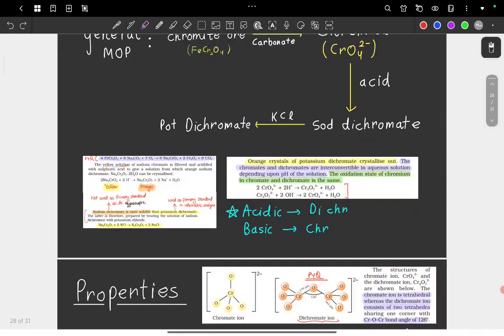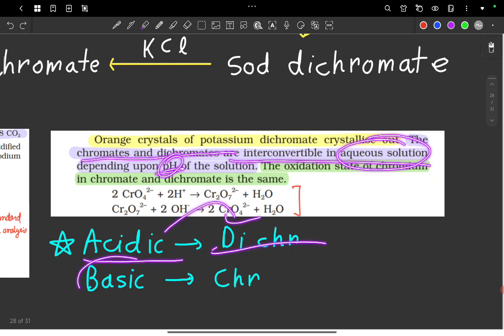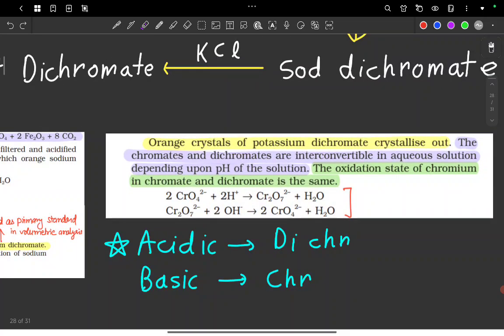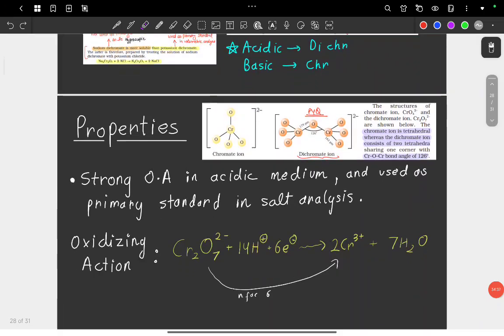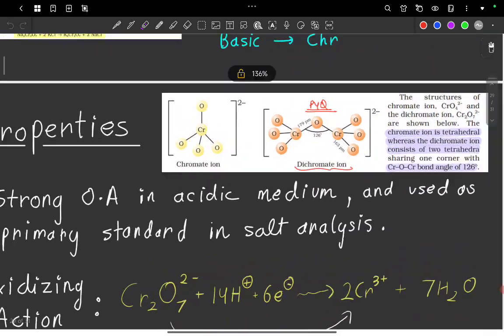And let's look at the properties of K2Cr2O7. Chromates and dichromates are interconvertible in aqueous solution depending upon the pH. In acidic medium dichromate is more stable, in basic medium chromate is more stable. And the oxidation state of chromium in both is the same, +6. Now let's learn about the properties of the chromate and the dichromate ion.